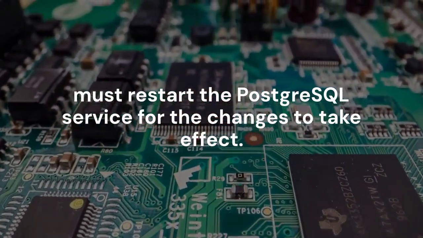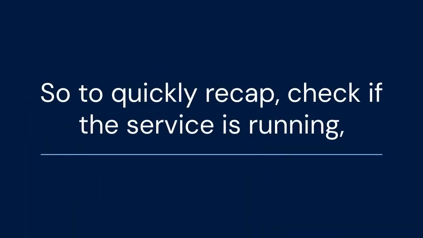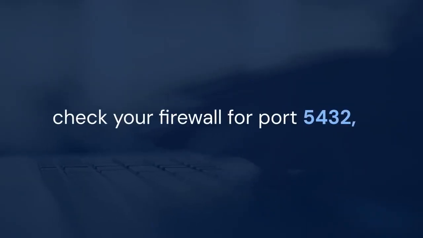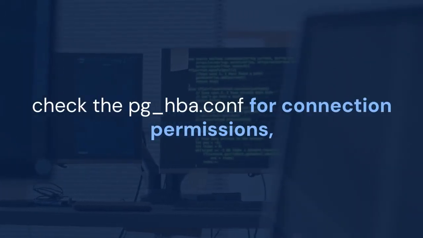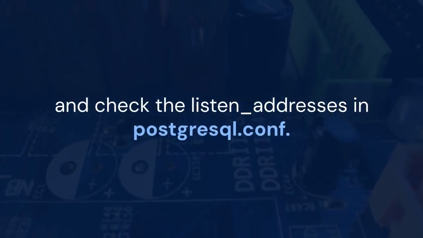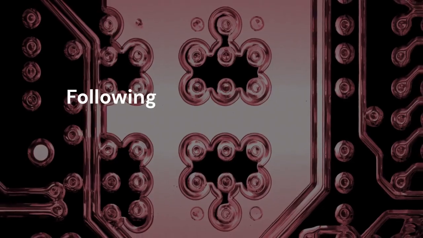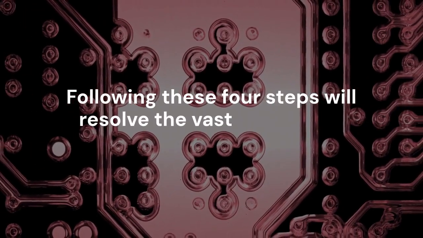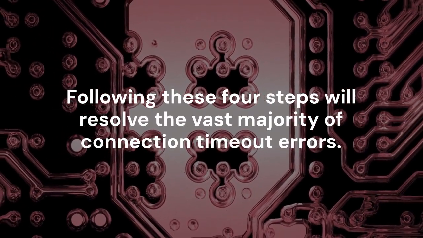to take effect. So to quickly recap, check if the service is running, check your firewall for port 5432, check the pg_hba.conf for connection permissions, and check the listen_addresses in postgresql.conf. Following these 4 steps will resolve the vast majority of connection timeout errors.